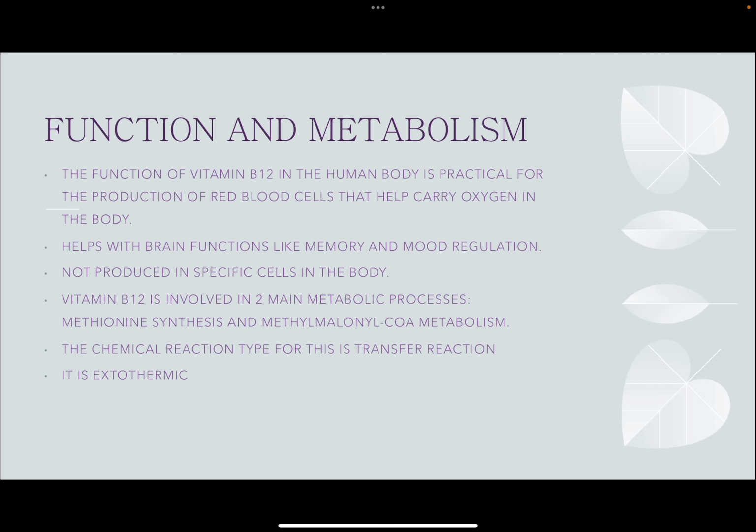Function and metabolism. The function of vitamin B12 in the human body is important for the production of red blood cells that help carry oxygen in the body. It also helps with brain functions like memory and mood regulation. Vitamin B12 is not produced in specific cells in the body. Humans get vitamin B12 by taking dietary supplements in order to have the helpful effects of this molecule.